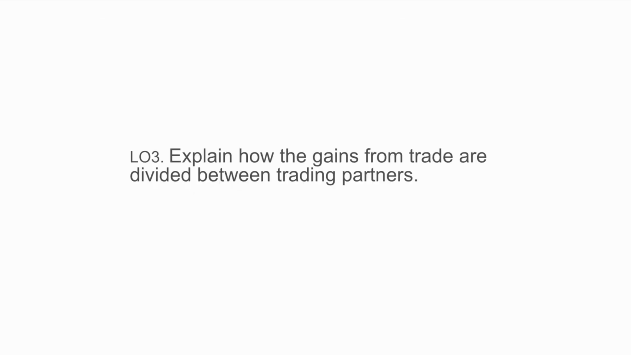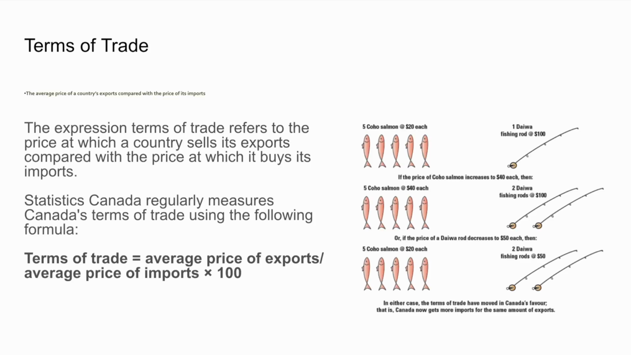Now let's look at learning objective 3, where we explain the gains from trade and how to divide it between trading partners. First of all, we talk about this concept of the terms of trade. And really, the expression terms of trade refers to the price that each country sells its exports compared with the price that it buys its imports. So we're just looking at a comparative of the two. And Statistics Canada regularly measures Canada's terms of trade using the following formula. So the terms of trade is really the average price of exports divided by the average price of imports. Nothing more complicated than that.